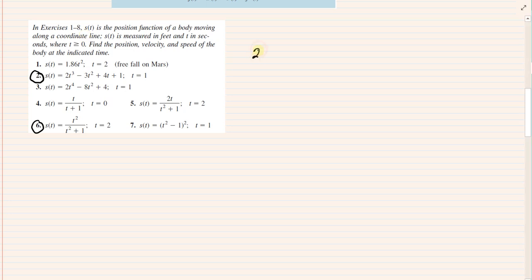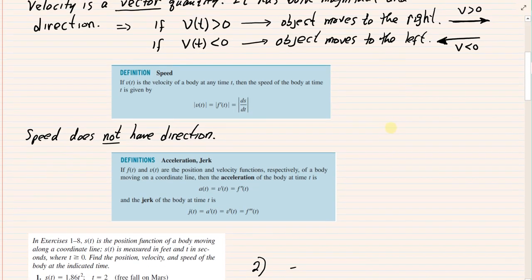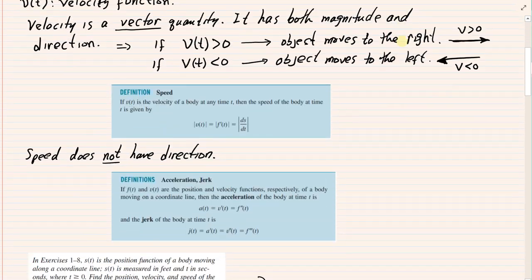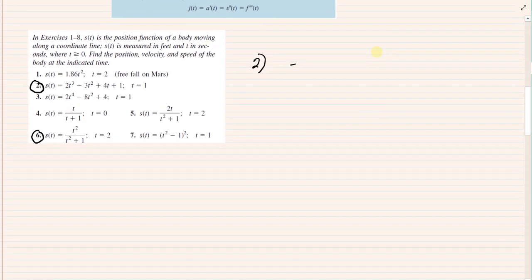Here, let's begin with that one. Problem number 2, the function is f(t). Actually they use s(t). In the definition they use f. That's fine. Let me go back up here. We're talking about the velocity functions. See, s is a function of t. f is the position function, but in the exercises they actually use s(t), which is fine. So that's what I'm going to use.